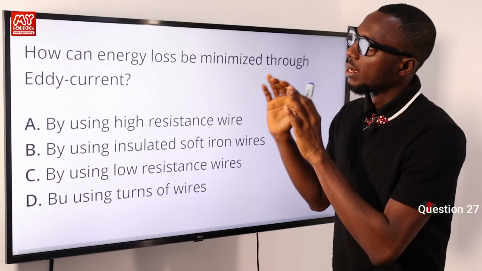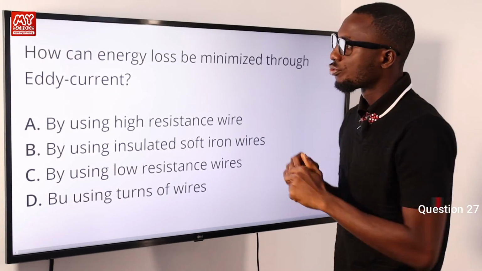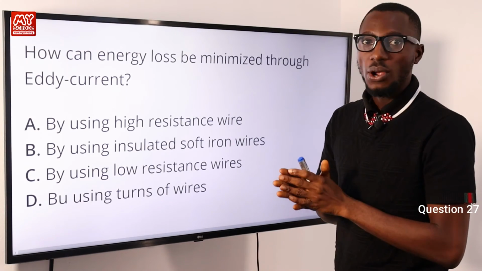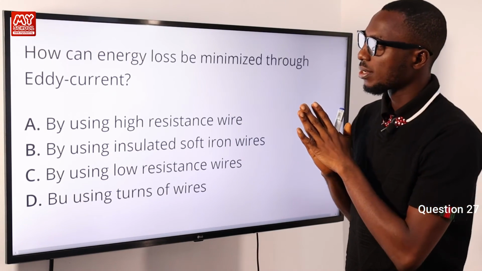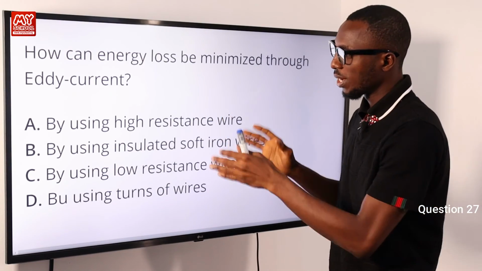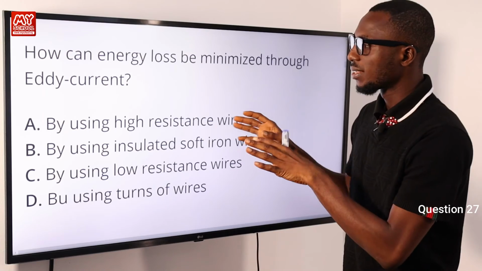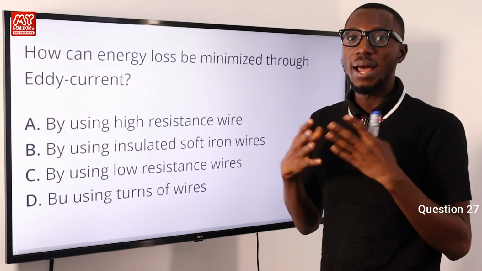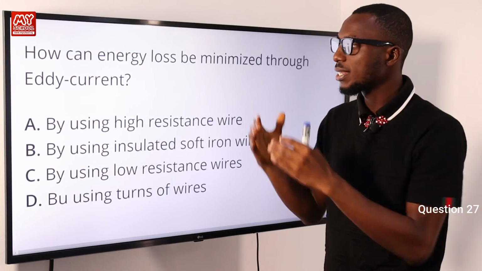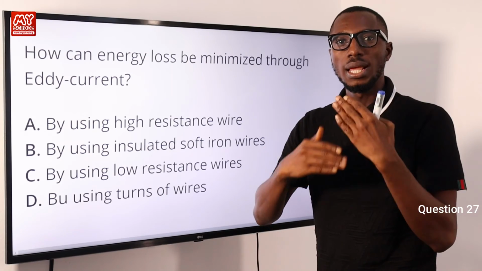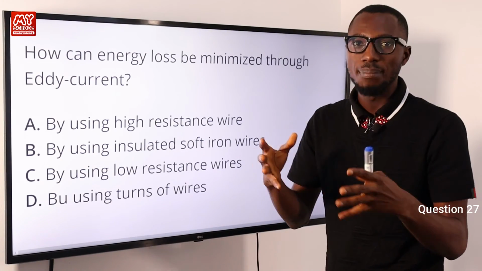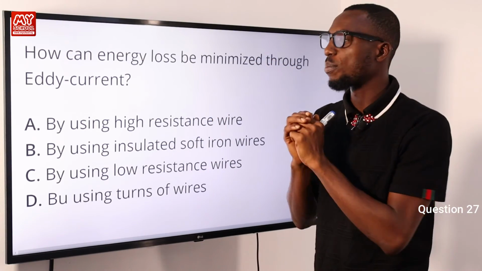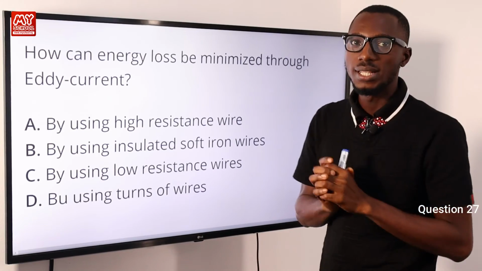Number 27. How can energy loss be minimized through eddy current? Looking at this concept, the best that we can use based on the context of the options given is high resistance wire, or laminating, or lamination. This will introduce a kind of cut and create gaps which this eddy current cannot flow through. So the most viable option here is option A, by using high resistance wire.